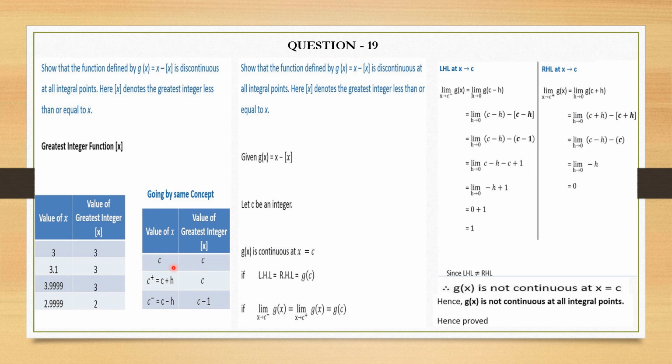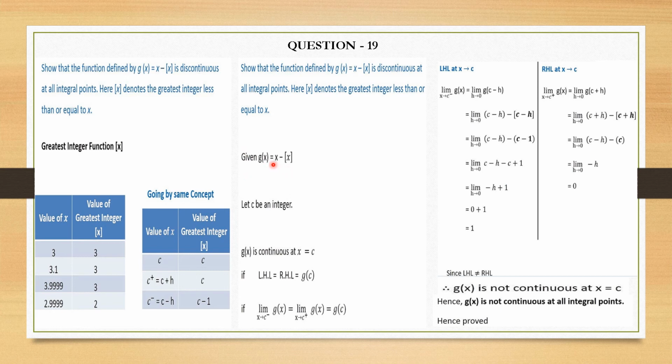So for c plus h it will be c. For the negative values, say minus 2.1, it is between minus 3 and minus 2, and to the left it is minus 3. So minus 2.1 gives 1 less than minus 2, that is minus 3. That's why for the left hand limit we take c minus 1, and for the right one it is c. Now I will go for this question, as g(x) has two functions.